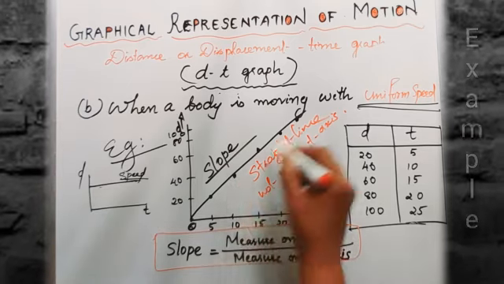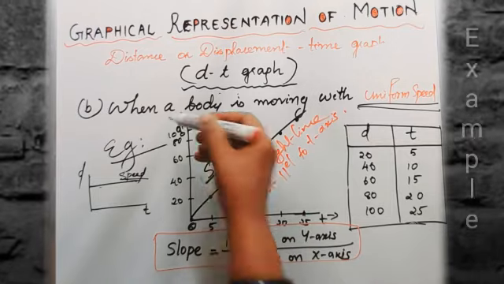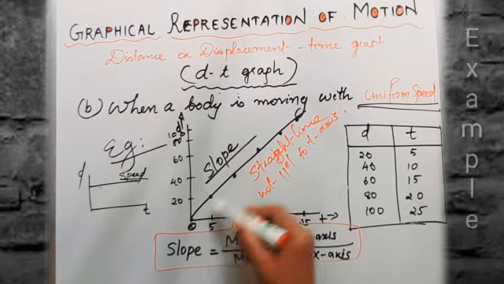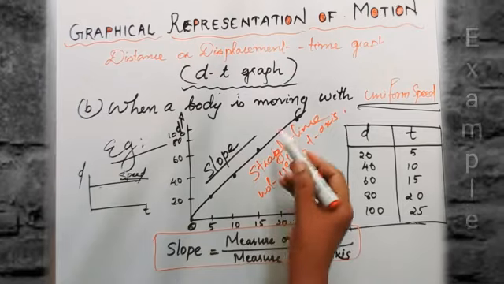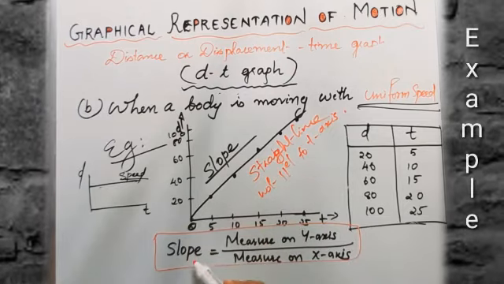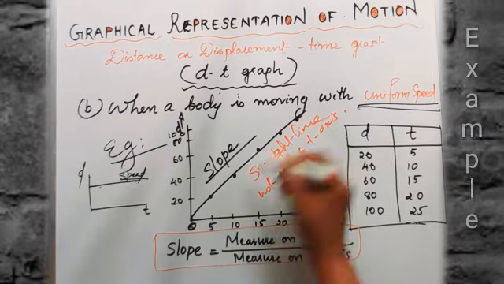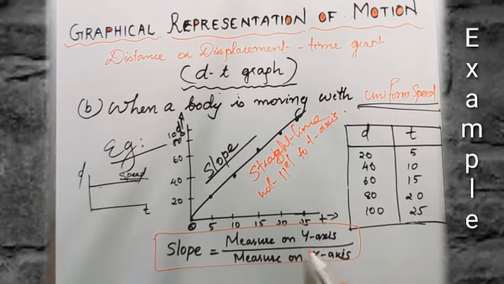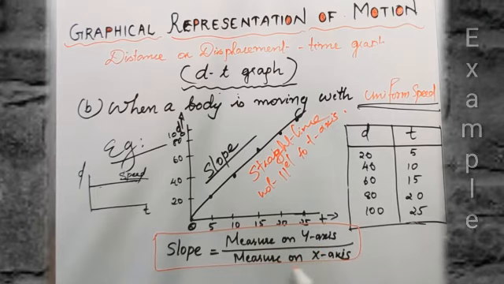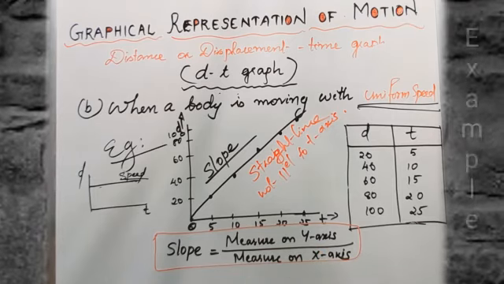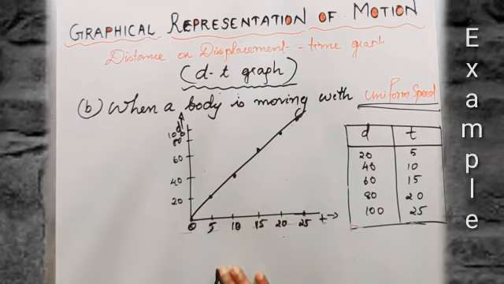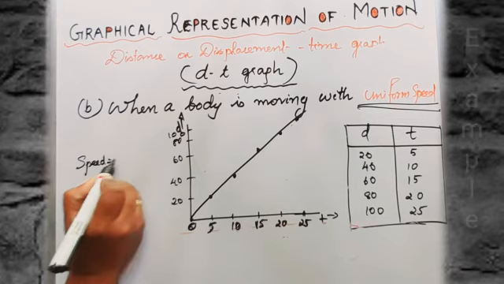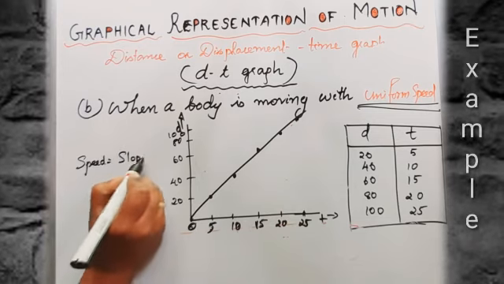Speed is the slope. Here distance, here time. So this is speed. Slope means speed here. How can you find out the slope of a graph? If we get a graph like this, we can find it with the help of this formula: measure on the y-axis by measure on the x-axis. How can you find out the speed here? Speed is equal to the slope of the graph.